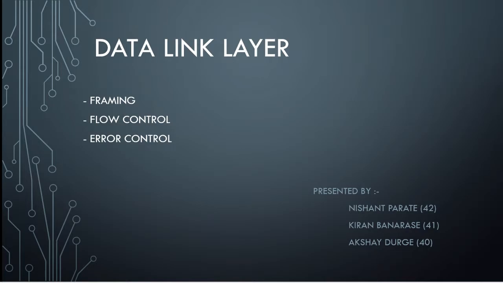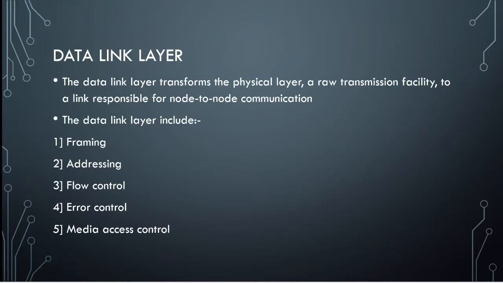The data link layer transforms the physical layer, a raw transmission facility, to a link responsible for node-to-node communication. Some of the basic functions of the data link layer are framing, addressing, flow control, error control, and media access control.